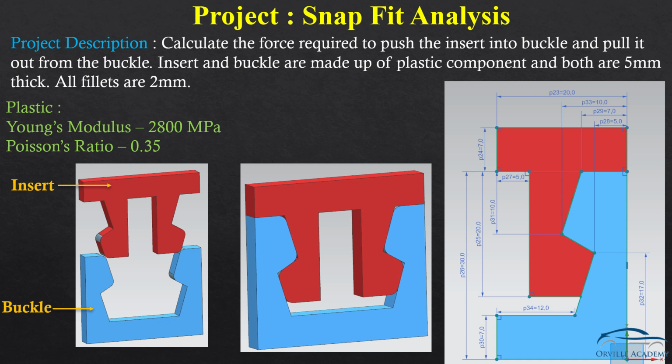In this session, we are going to take up a new project. As the title suggests, we are going to work on the snap fit simulation. Our objective is to calculate the force required to push the insert into the buckle and pull it out from the buckle. Insert and buckle are made up of a plastic component and both are 5 mm thick. All the fillets mentioned in the 3D image are of 2 mm.